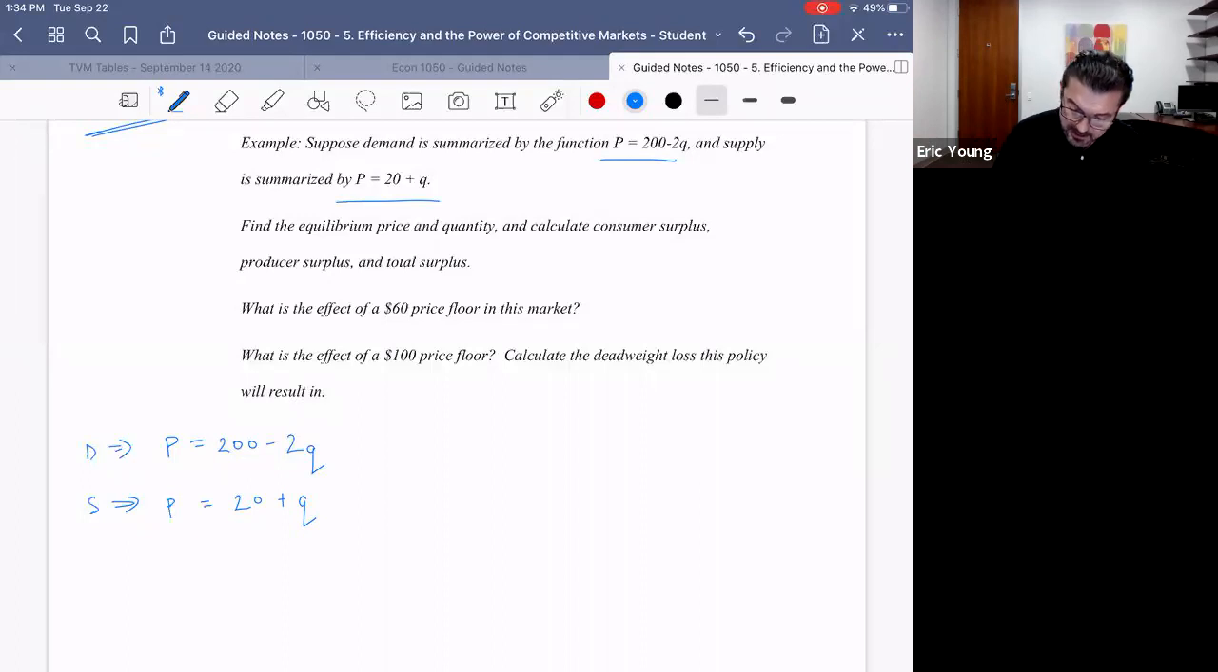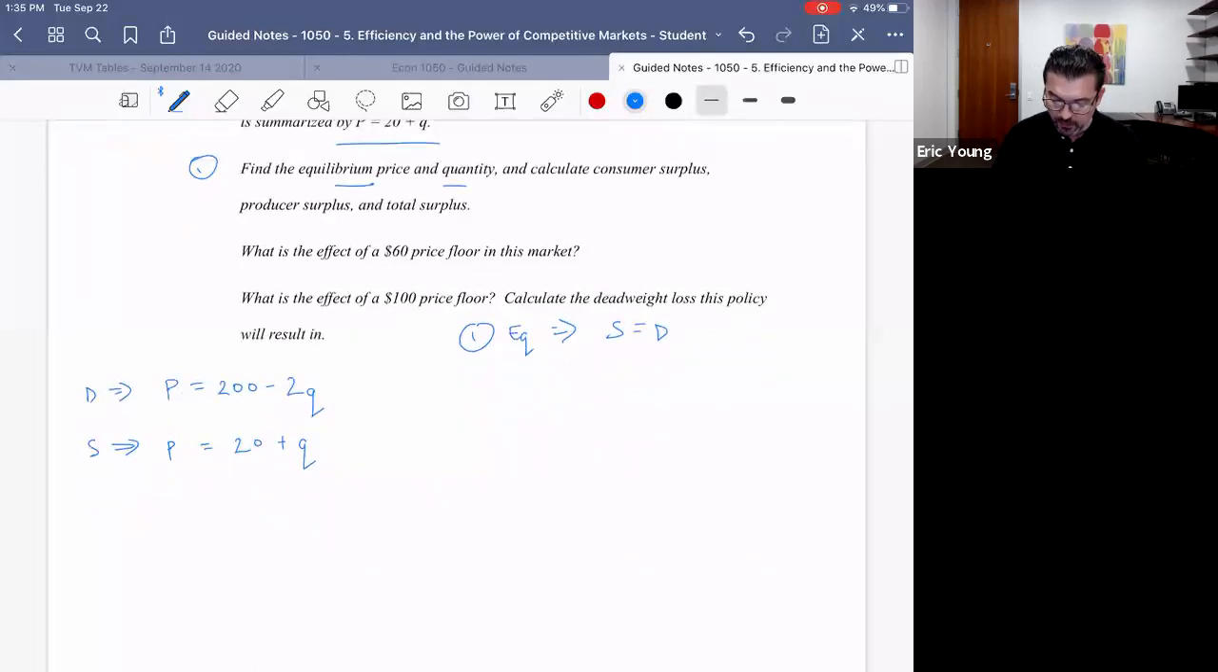But our first task, task number 1, we have to find the equilibrium price and the equilibrium quantity. Well, don't panic. You know that equilibrium simply occurs where supply equals demand. So what we will do is we will take these two equations and we'll set them equal to each other. If this is a demand equation and this is a supply equation, supply equals demand is equilibrium. So equilibrium has to be at the point where 20 plus Q equals 200 minus 2Q.